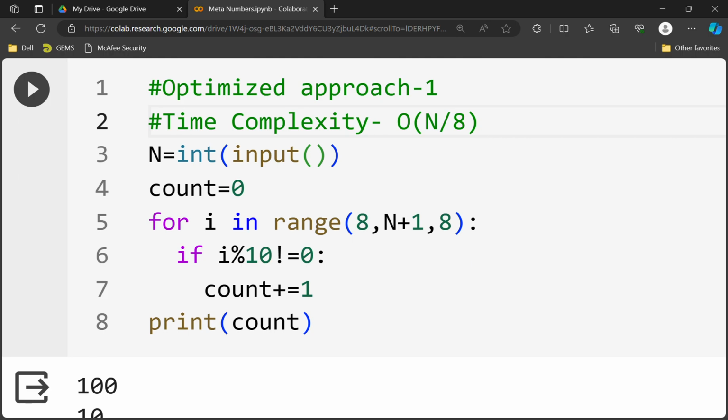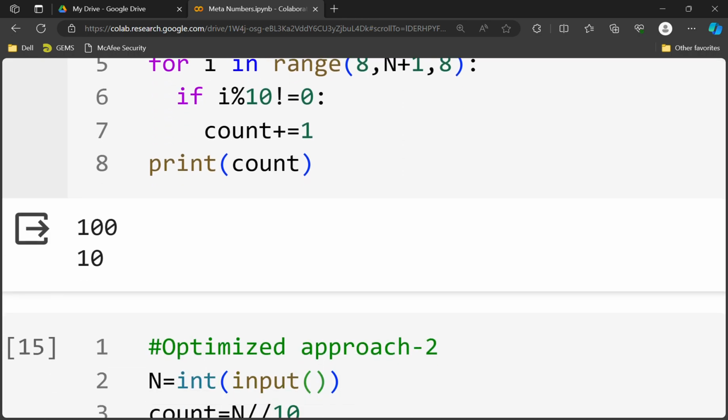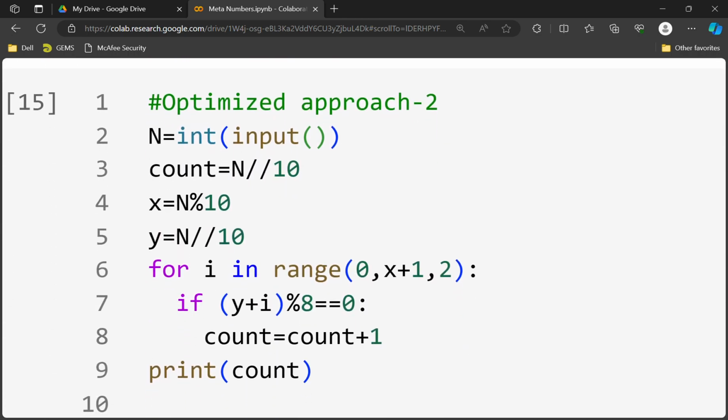Is this sufficient? No. I have arrived at one more direct approach which almost takes constant time complexity. Let me introduce that method to you. This is optimized approach 2. Here I will be taking n from the user.